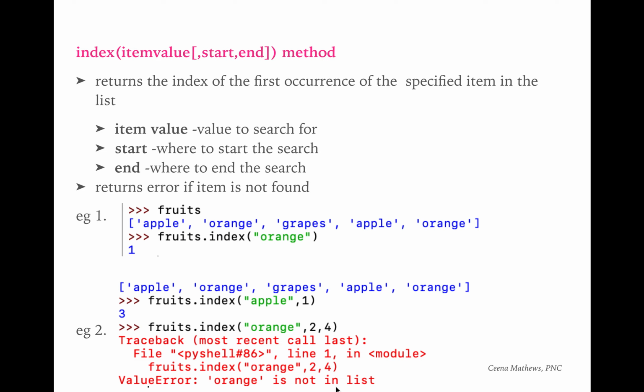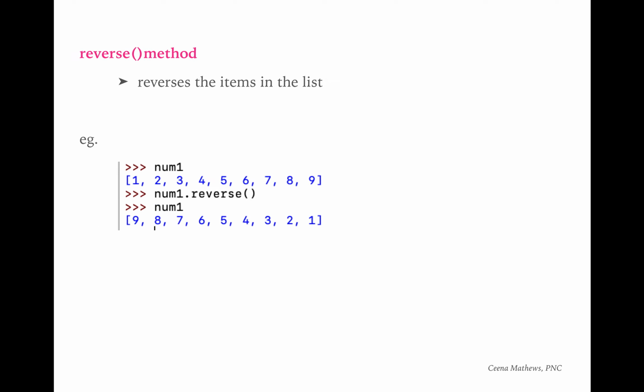Okay, next is the reverse method. It reverses the items in the list. This is the list given, num1, and when I use num1 dot reverse of, you can see it reverses the items in the list.